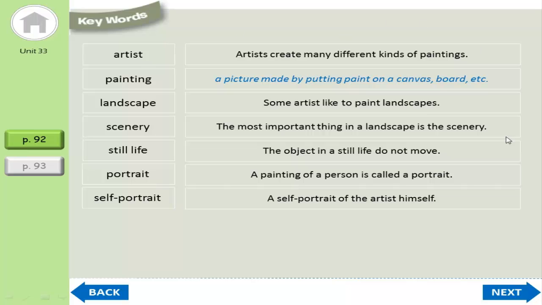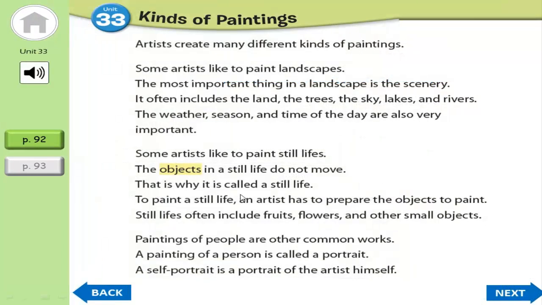Okay, now continue to the next page. So on this page we will read all the sentences. Please try to read and follow together carefully. Okay, let's get started. Artists create many different kinds of paintings. Some artists like to paint landscapes. The most important thing in a landscape is the scenery. It often includes the land, the trees, the sky, lakes, and rivers. The weather, season, and time of the day are also very important.